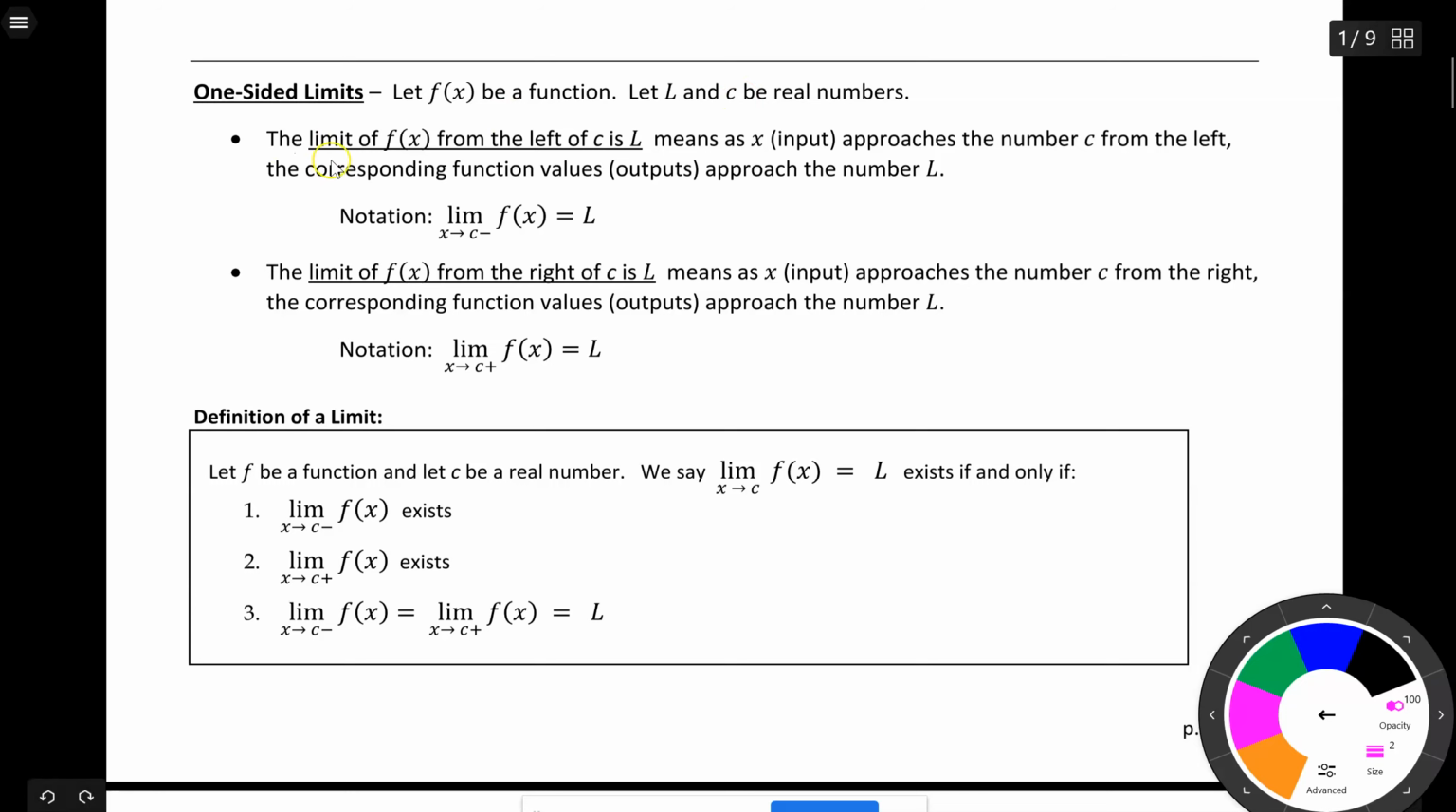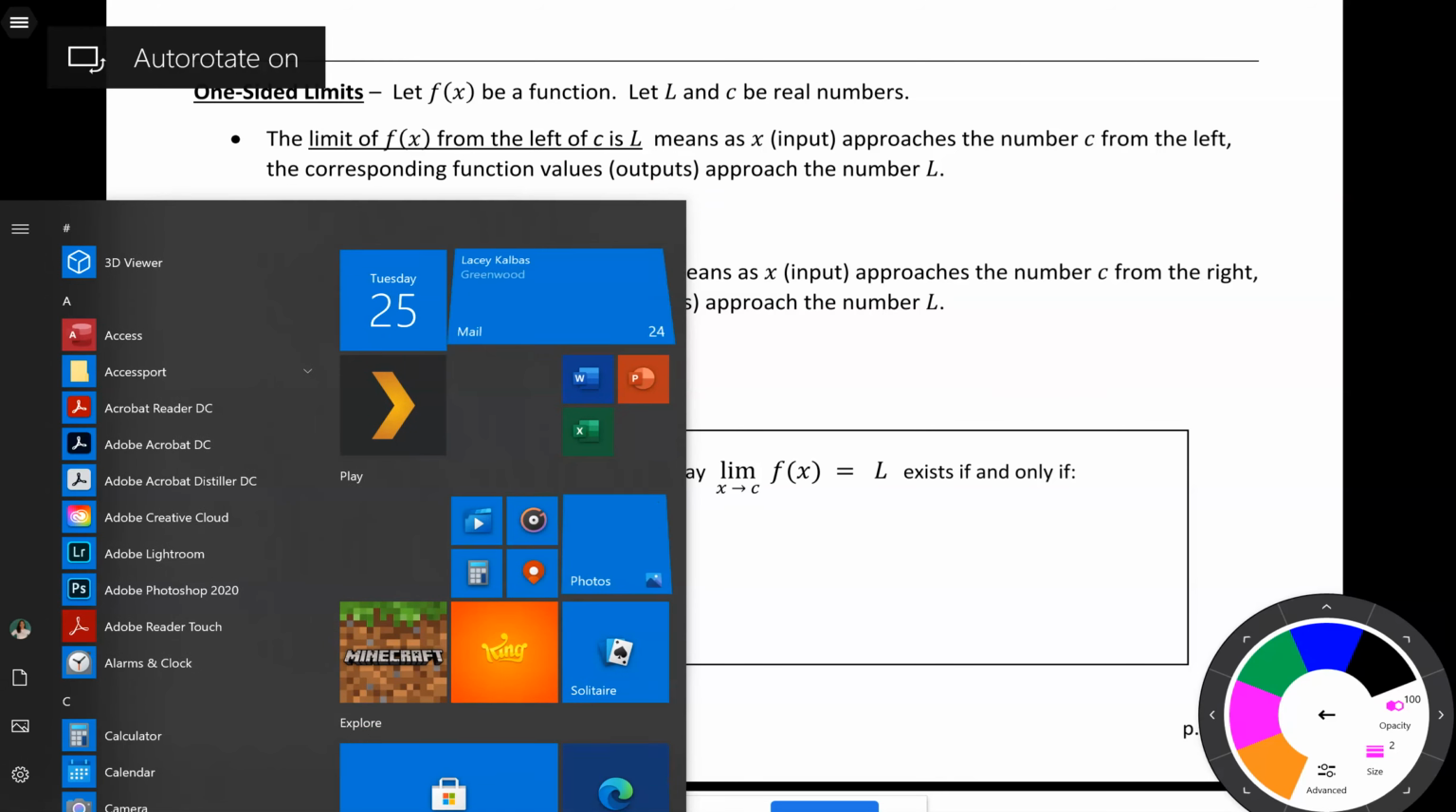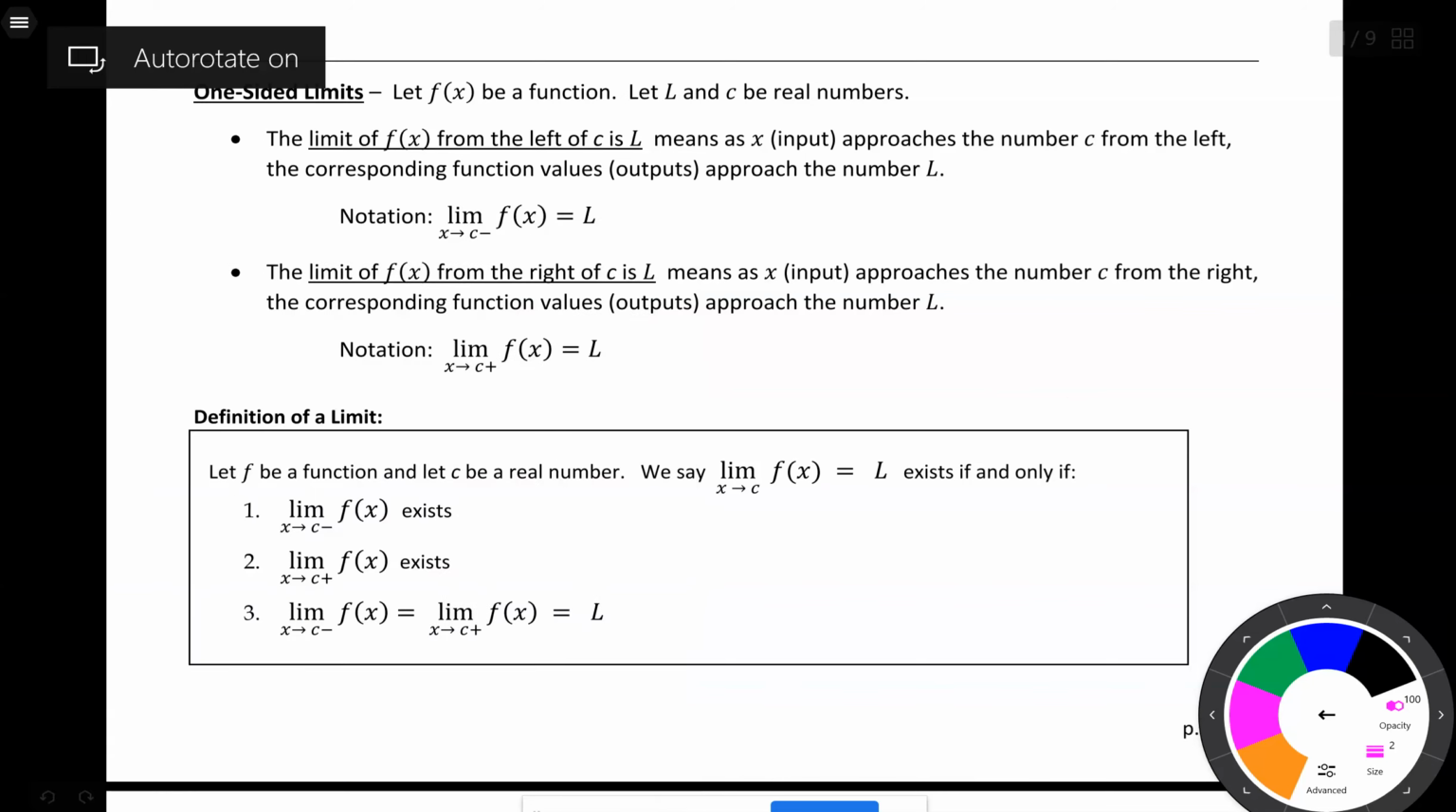So the first bullet point says the limit of the function from the left of C, so C is going to be some kind of input, is L. So C is just a number, L is just a number. So let me actually write down some little notes here so you don't freak out when you see this definition later. Sorry, something popped up on my phone. There it goes. Okay, so what in the world is this? C is going to be your input. And L is going to be your output.